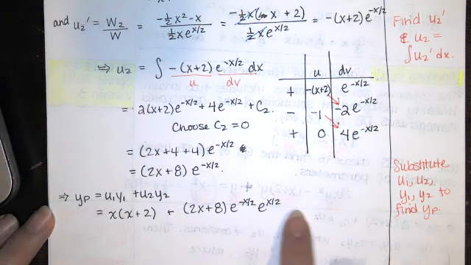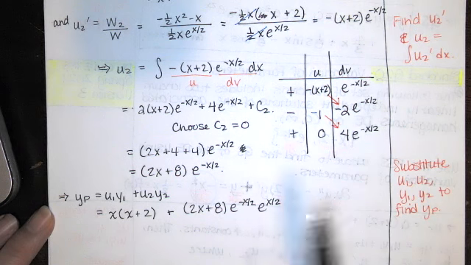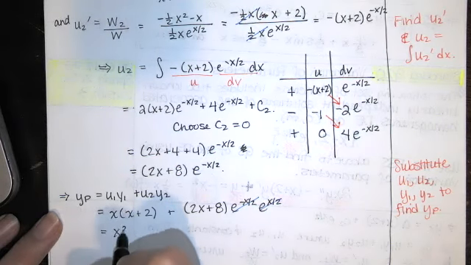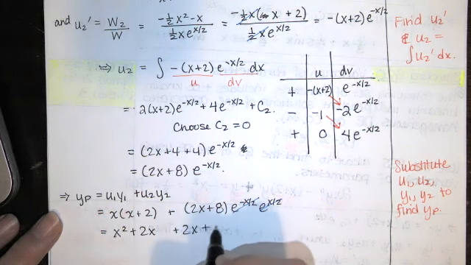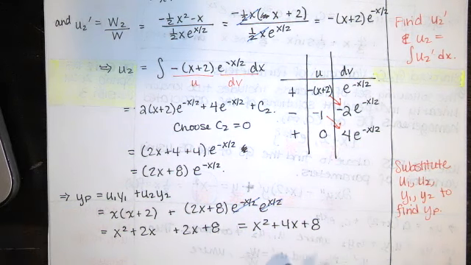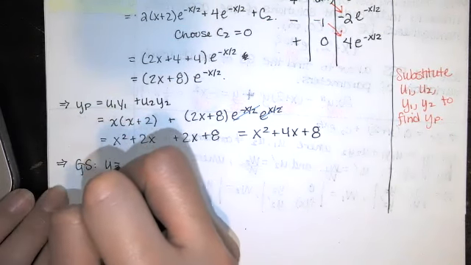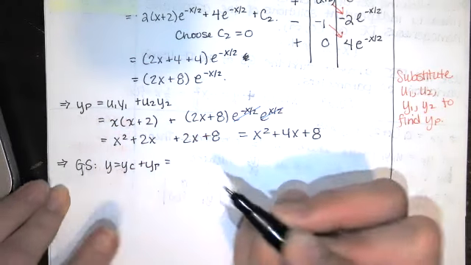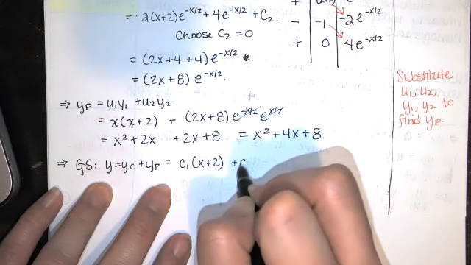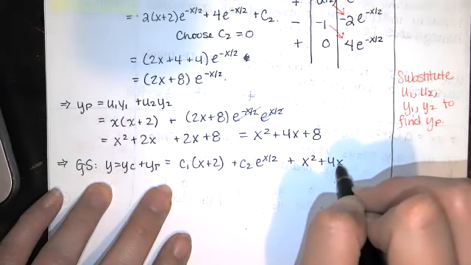Well, e to this power times e to that power, just the sum of the powers, but this plus this is 0, so we're going to get e to the 0 there. So that's 1. So we end up with x squared plus 2x plus 2x plus 8, which is x squared plus 4x plus 8 as our y sub p. And then the general solution is y equals y sub c plus y sub p. In this case, it's going to be c1 times x plus 2 plus c2 times e to the x over 2 plus this second degree polynomial.